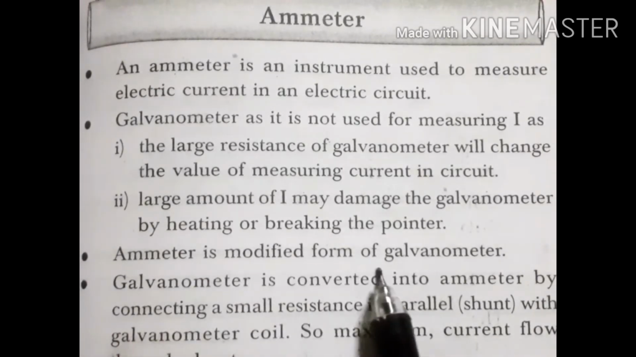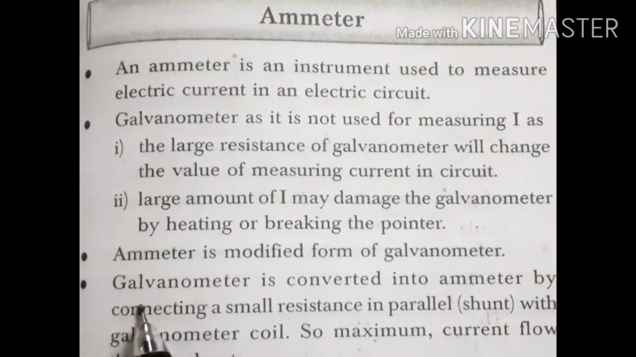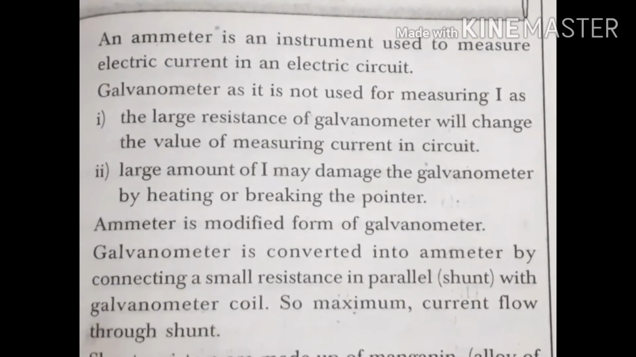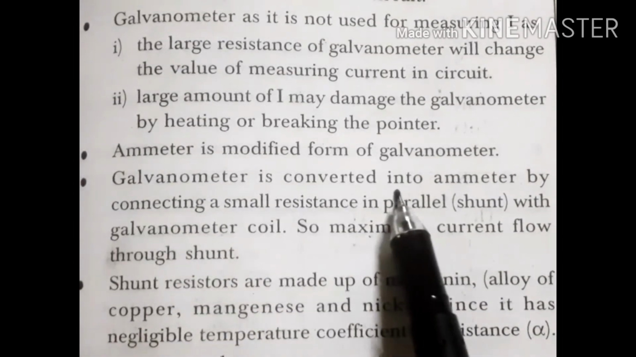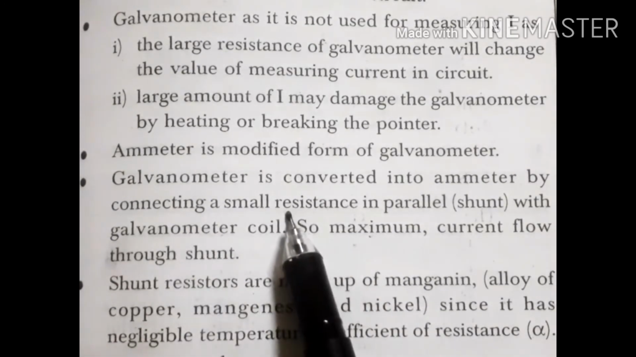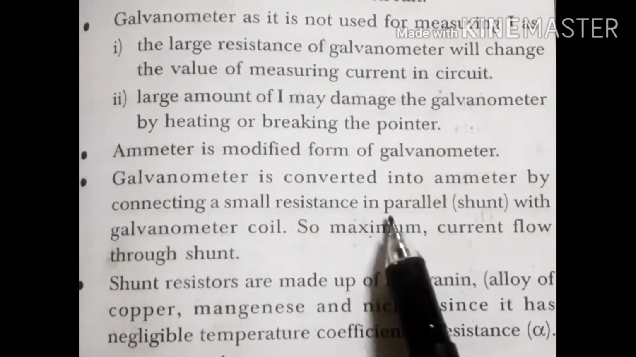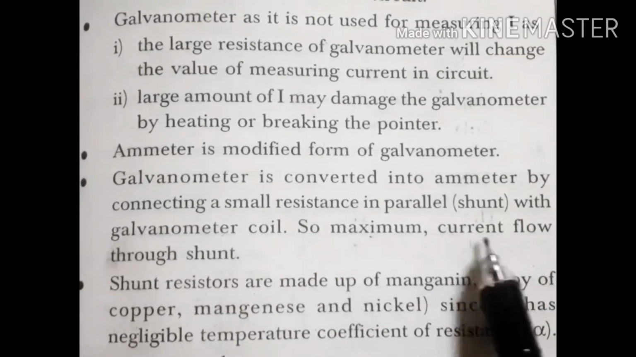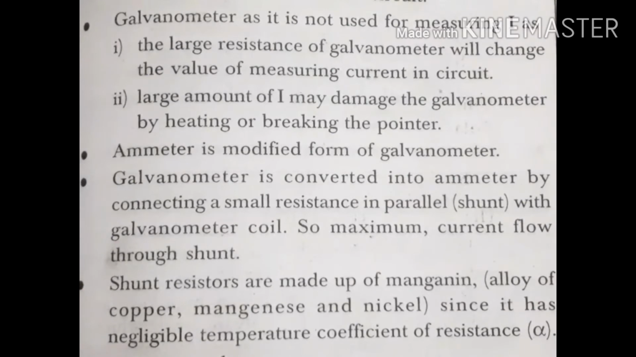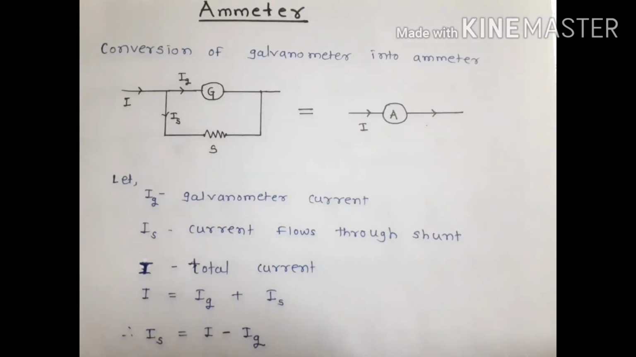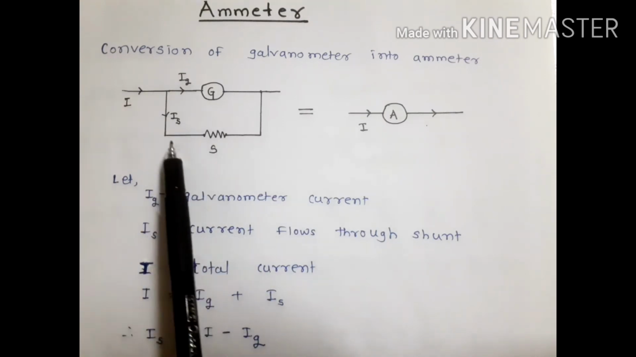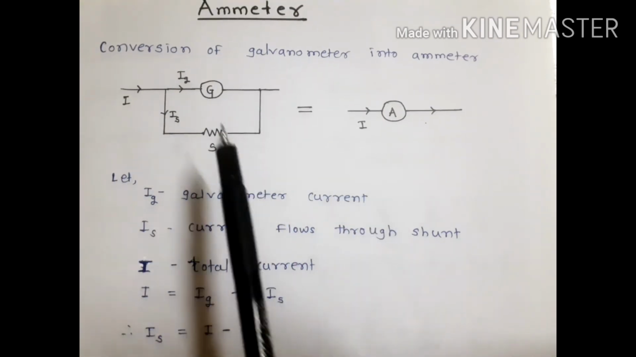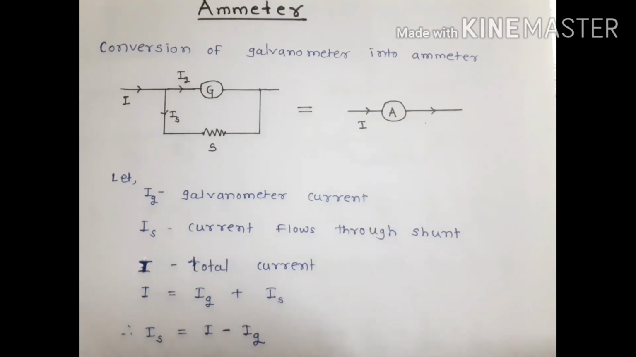An ammeter is a modified form of a galvanometer. A galvanometer is converted into an ammeter by connecting a small resistance, that is a shunt resistance, in parallel with the galvanometer coil, so the maximum current flows through the shunt. See, this diagram best explains how the galvanometer gets converted into an ammeter. By connecting a shunt resistance across the given galvanometer, that galvanometer gets converted into an ammeter.